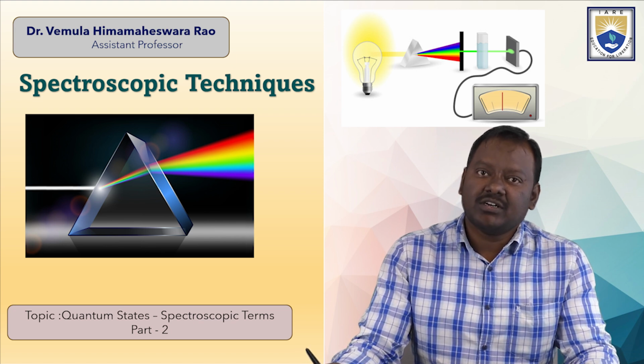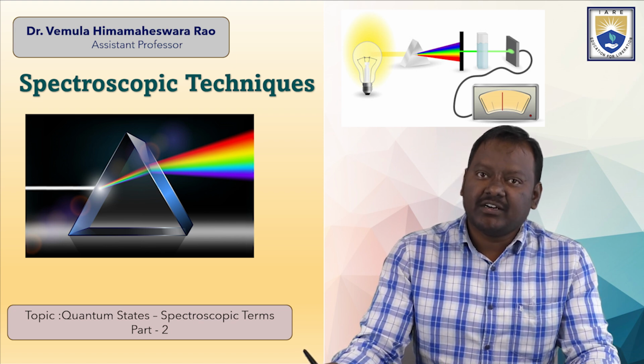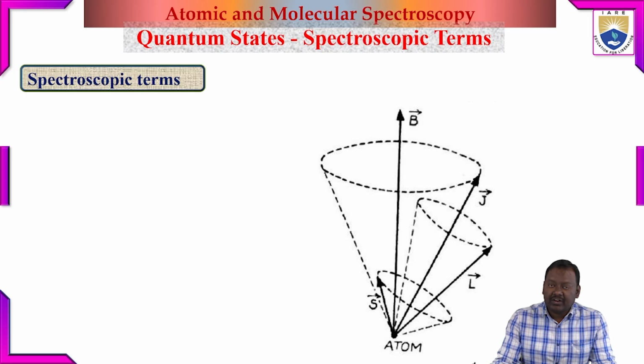Today we are going to discuss quantum states and spectroscopic terms. This is part 2. In our earlier lecture, we already discussed the total angular momentum, which precesses about the magnetic field direction.